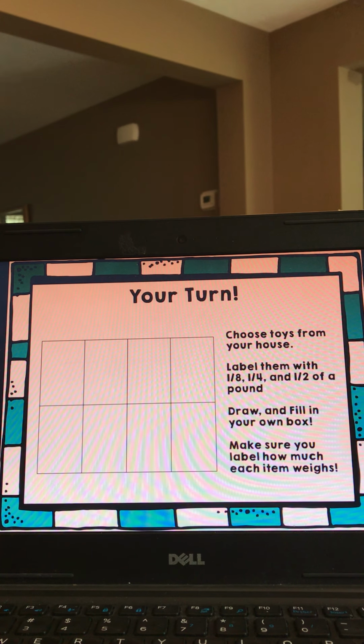What I would like you to do at home is I want you to look around your house and choose some toys. Label them with a 1/8, 1/4, and 1/2 of a pound. I want you to draw and fill your own box so that it adds up to 1 pound. Make sure you label how much each item weighs. And this should be something fun to do. And remember, you need to have something in each of the 8 boxes.